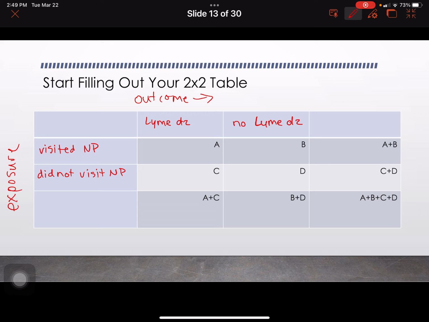Now for the numbers, we focus on the sample population of 200 that's being used for the study, so that's going to be our total over here. And we were also told that 100 people visited a national park, so that's going to be our total over here. And then we were told that 70 people had Lyme disease. And out of those 70, 41 went to a national park, 29 did not. We were also told that 51 people did not visit a national park and did not have Lyme disease. So that would go here in cell D.